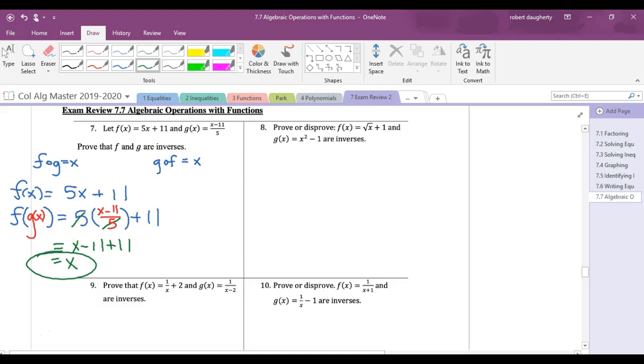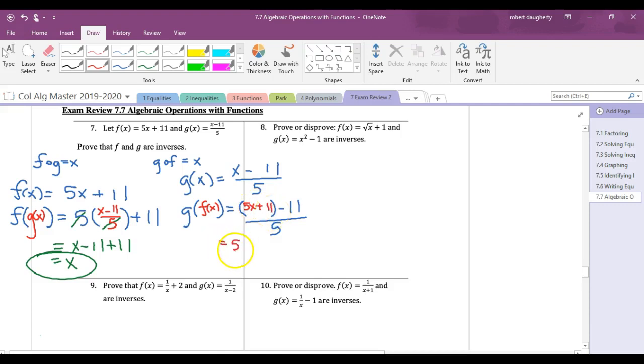The other thing is g composition f. Start with the outside function. G of x is x minus 11 over 5. Rewrite it with blank parentheses. Now, what gets substituted in? F of x needs to be substituted into g of x. What is f of x? That is 5x plus 11.